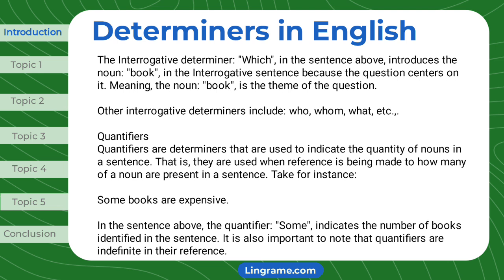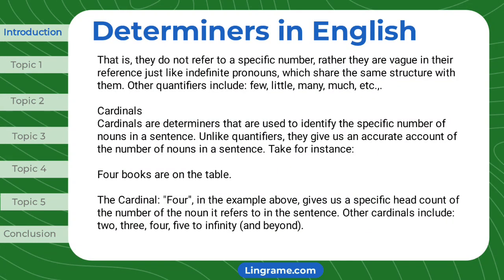Quantifiers. Quantifiers are determiners that are used to indicate the quantity of nouns in a sentence. That is, they are used when reference is being made to how many of a noun are present in a sentence. Take for instance, some books are expensive. In the sentence above, the quantifier, some, indicates the number of books identified in the sentence. It is also important to note that quantifiers are indefinite in their reference. That is, they do not refer to a specific number, rather they are vague in their reference, just like indefinite pronouns, which share the same structure with them. Other quantifiers include few, little, many, much, etc.